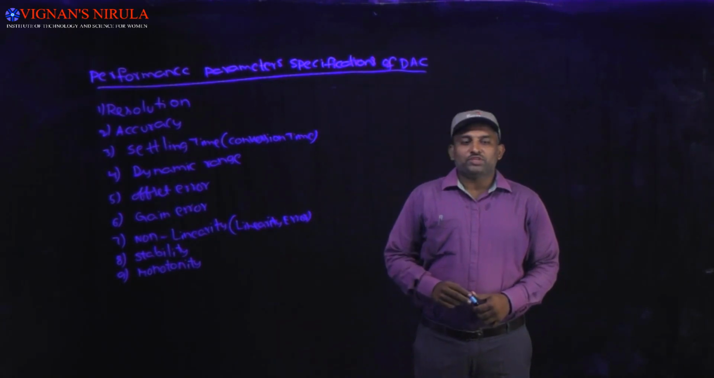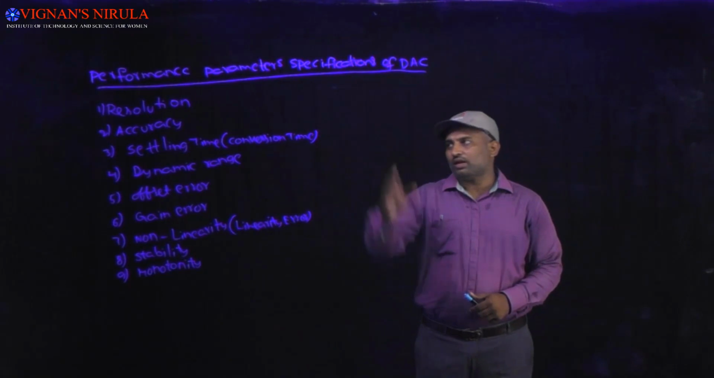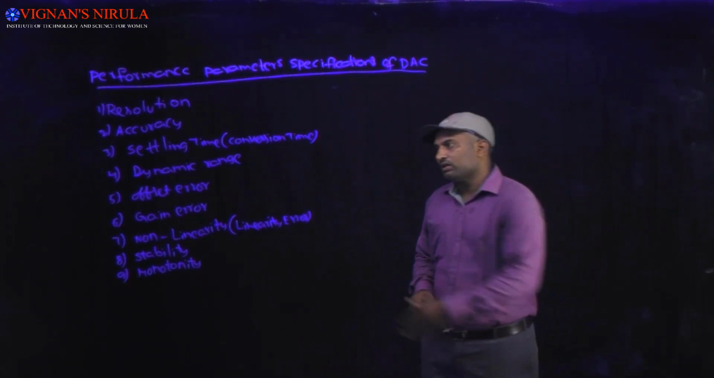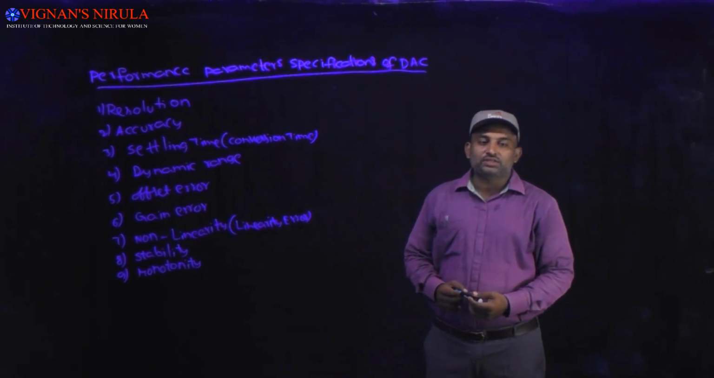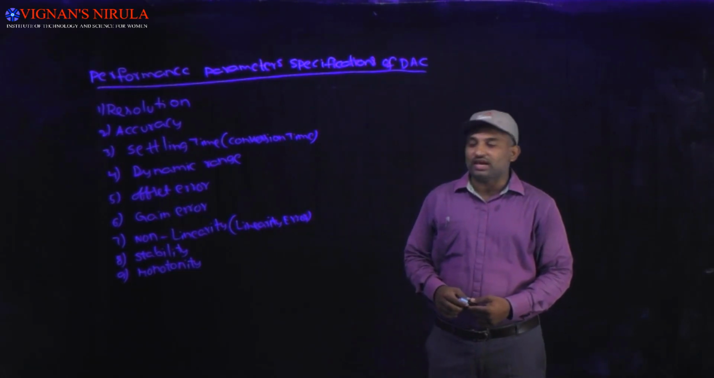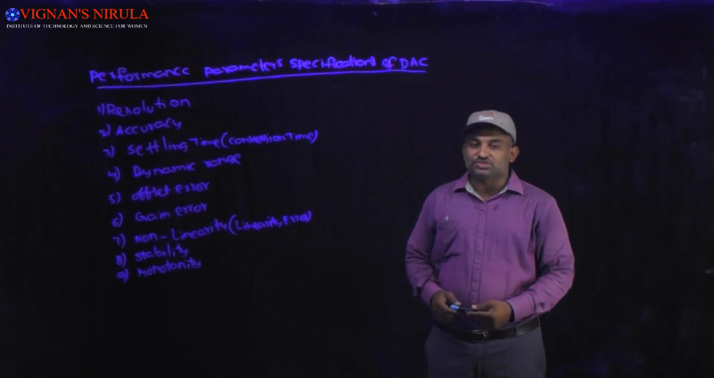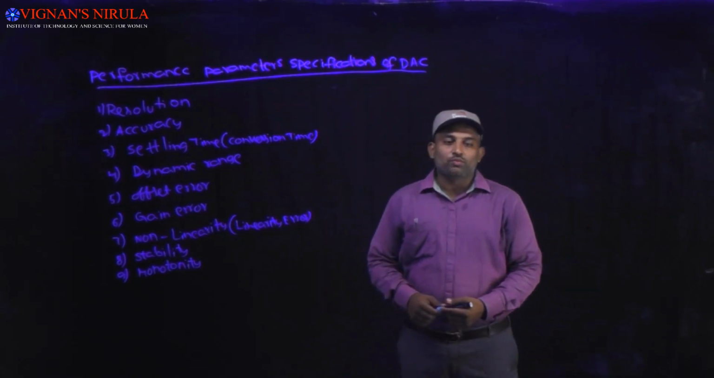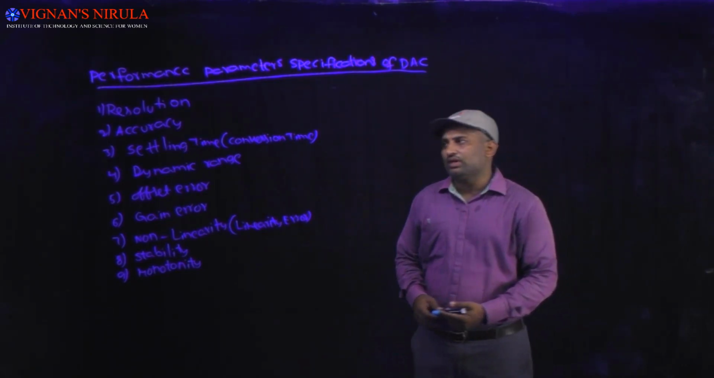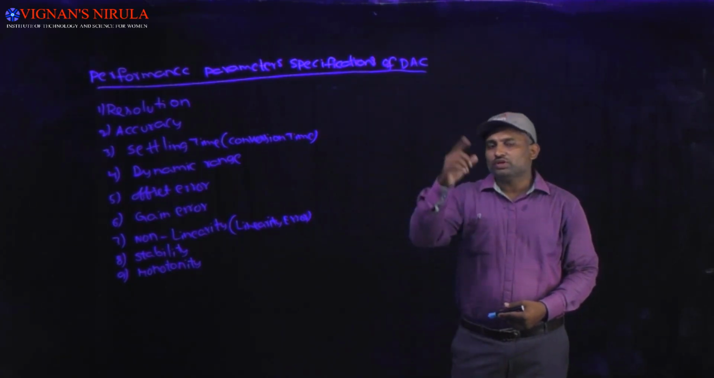Coming to the performance parameter specifications of DAC, there are 9 performance parameter specifications. Those are resolution, accuracy, settling time, dynamic range, offset error, gain error, non-linearity error, and last but one is stability, and the last one is monotonicity. Now we are going to discuss individually all these performance specifications of DAC.